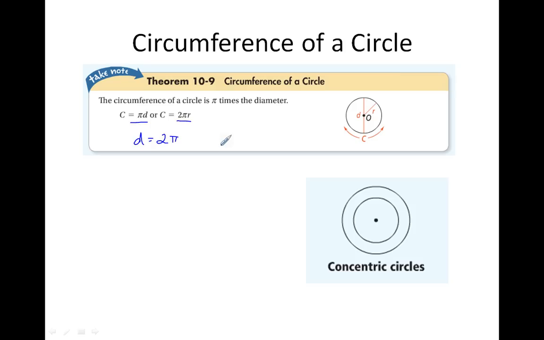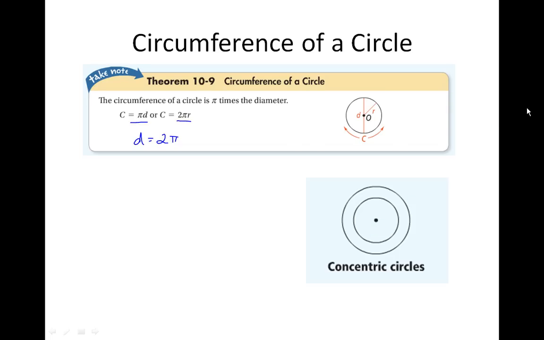Some of the problems that we do are going to ask us to round. Some of the problems are going to ask us to leave the answer in terms of pi. If we leave the answer in terms of pi, then you're going to have an answer like 8 pi, where we don't multiply 8 times 3.14. In addition, you're going to see some problems that talk about concentric circles. These are coplanar circles, meaning they're in the same plane, that have the same center. So they're different sizes, but they share the center.